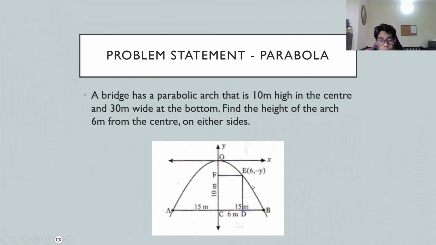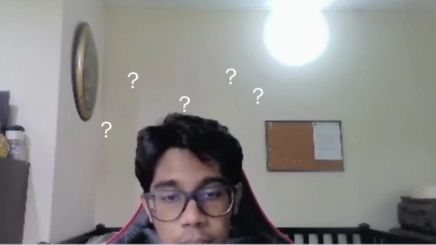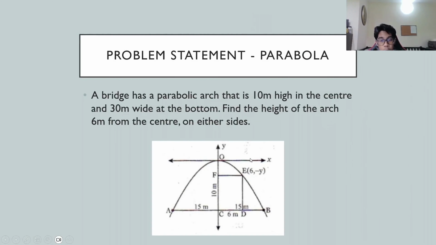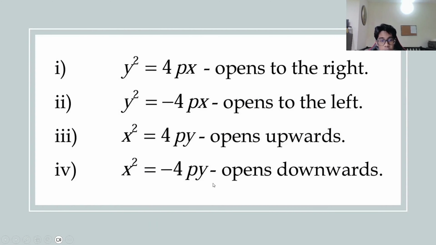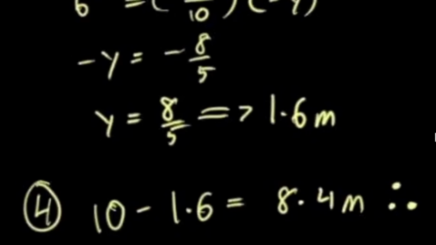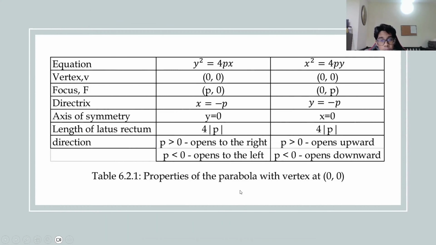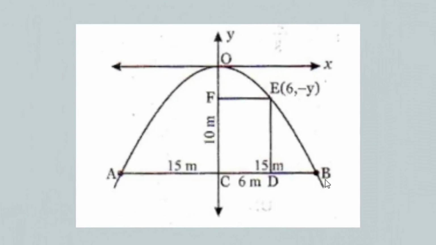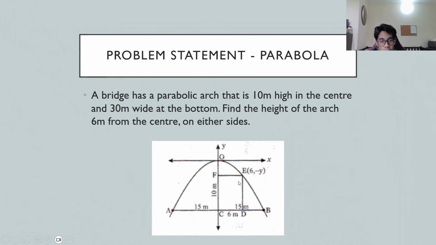In order to find the distance from point D to point E, we'll just take 10 meters minus the 1.6 meters we got, and we'll end up with 8.4 meters. So 8.4 meters is the distance from D to E. That is the answer for this question.